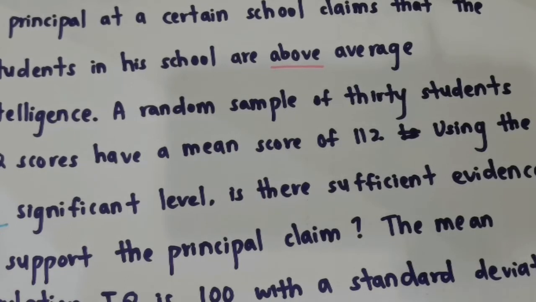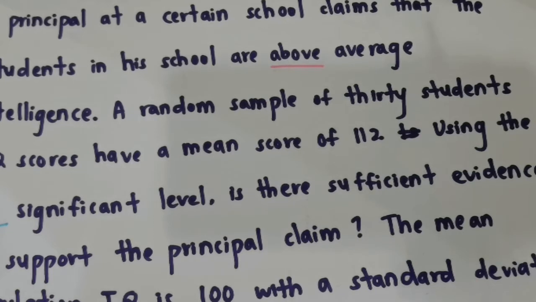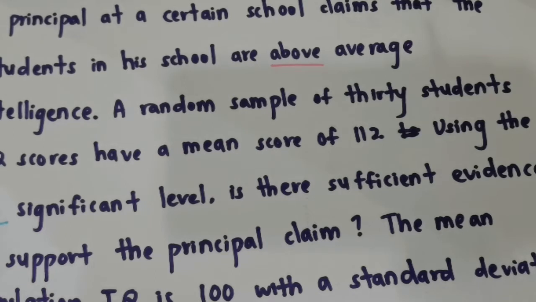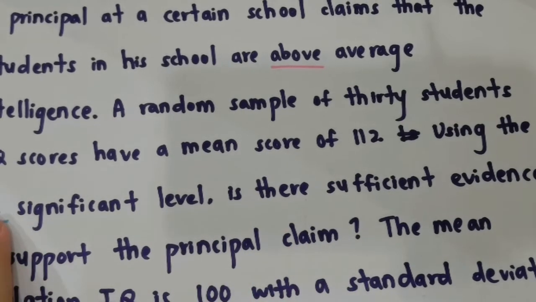Today, I'm going to discuss a case study about a hypothesis testing example, which is the Z-test. From the question, a principal at a certain school claims that the students in his school are above average intelligence. A random sample of 30 students' IQ scores have a mean score of 112. Using the 5% significant level, is there sufficient evidence to support the principal's claim? The mean population IQ is 100 with a standard deviation of 15. IQ scores are normally distributed.